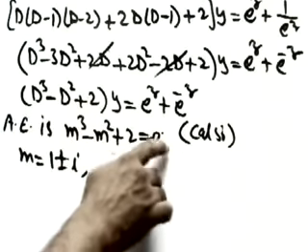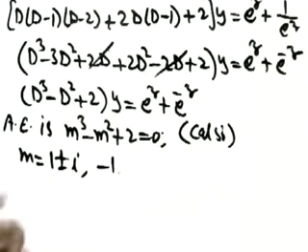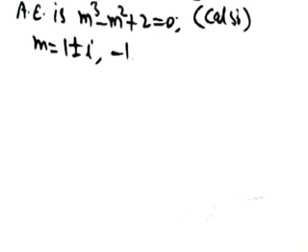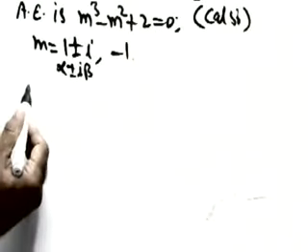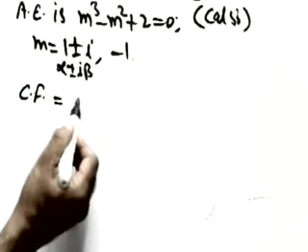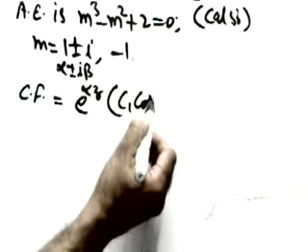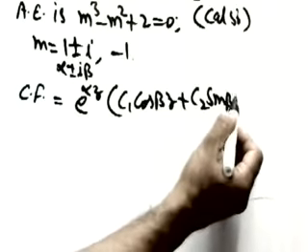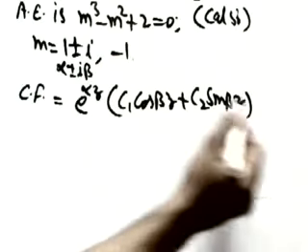Now the auxiliary equation is m cube minus m square plus 2 equals 0. On solving this, you will get the values from the calculator. No need to do it by hand, just take it from the calculator. Now this is of the form alpha plus or minus i beta. So therefore the complementary function is e power alpha x into c1 cos beta x plus c2 sine beta x. In place of x we must write z.